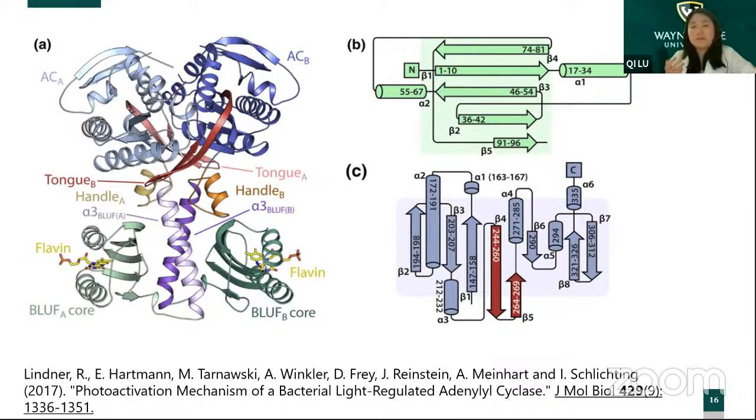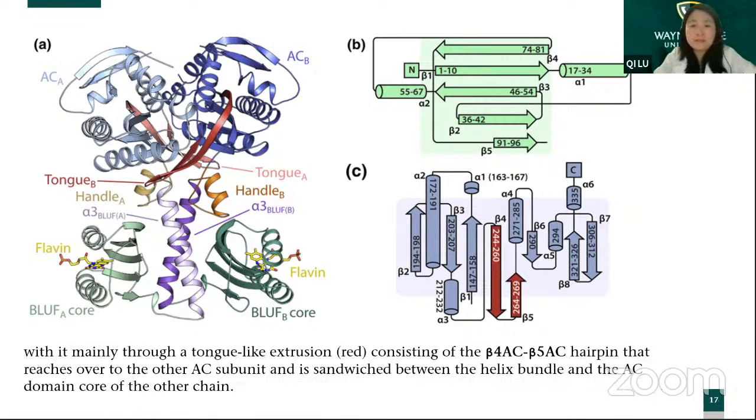So in another paper, people think that a beta sheet forming in the linker part is very critical for the modulation and the function of this light-gated guanine cyclase regulated adenine cyclase. And they call it a TOM. It's a two beta sheet structure that extends further into the cyclase enzyme part. So it's a tongue-like extrusion, considered a hairpin that is inserted into the AC subunit and is sandwiched between the helix bundle of it and the adenine cyclase domain core of other chains.